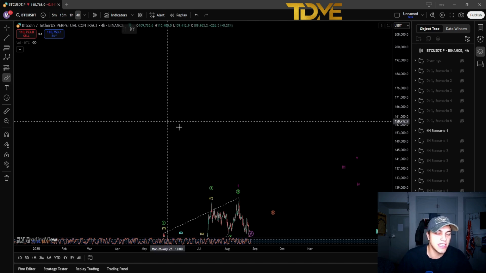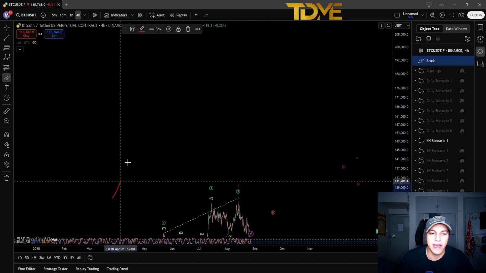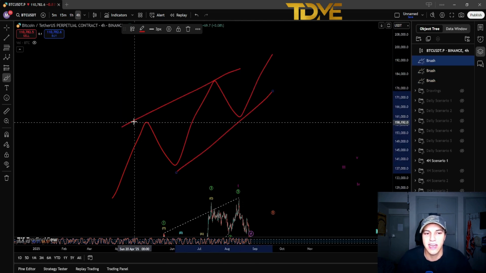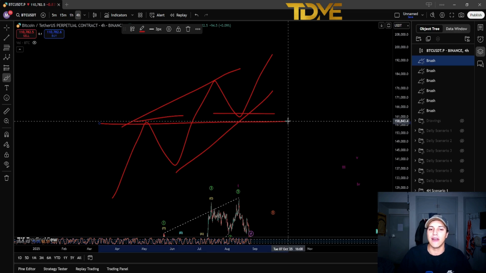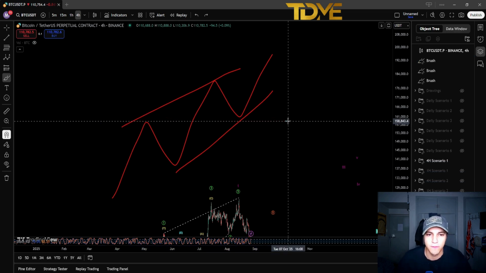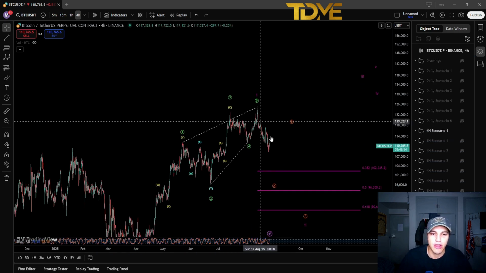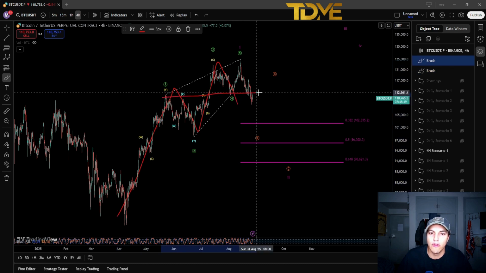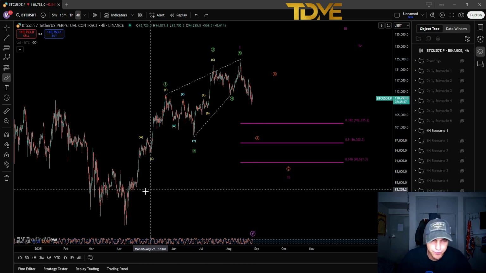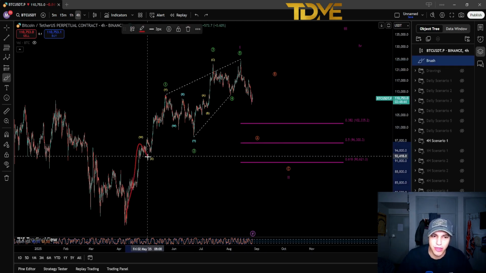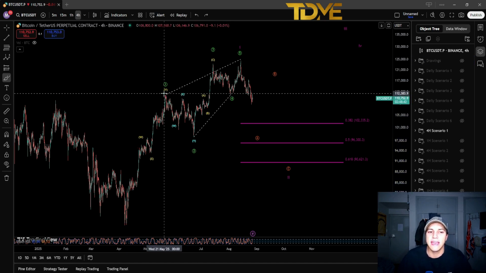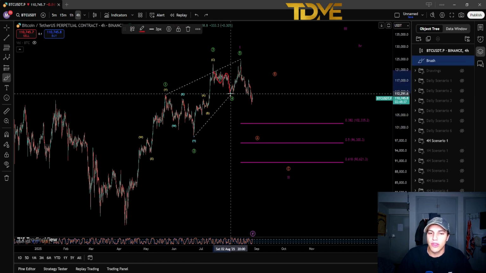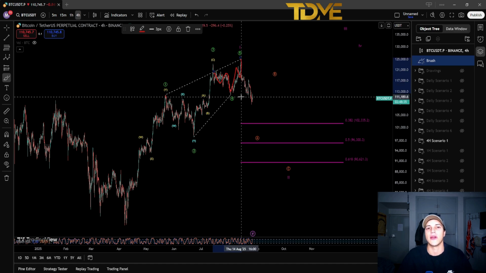Now, in a diagonal we have a 5-wave move with contracting trend lines, and wave 1 and wave 4 overlap in price. We can see those 5-wave structures here where wave 1 and wave 4 overlap in price. In this wave 1 we have a 3-wave structure, very normal. In wave 2, 3 waves as well. Wave 3, 3 waves. Wave 4, 3 waves. And wave 5, 3 waves too.